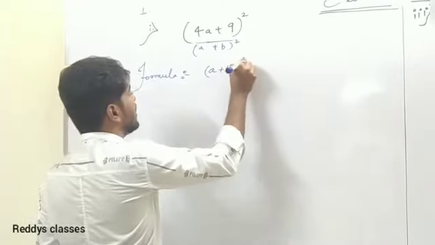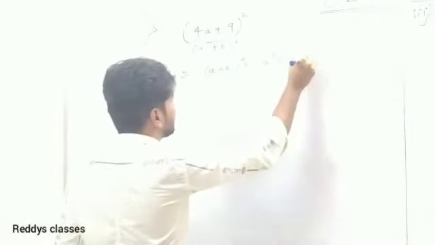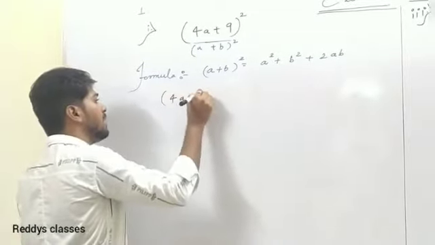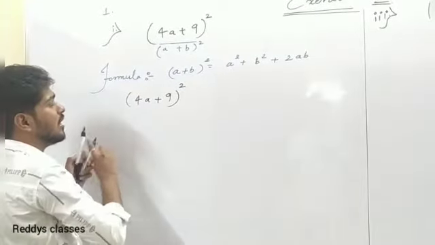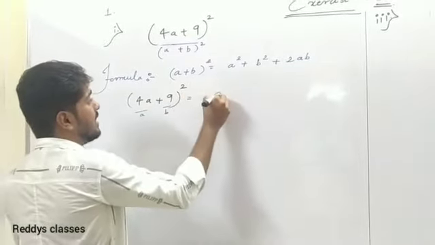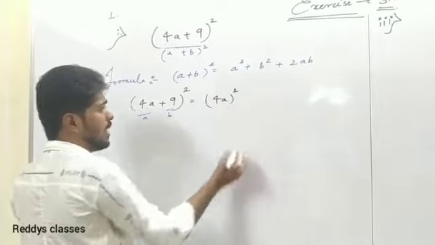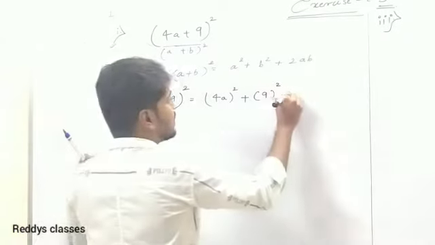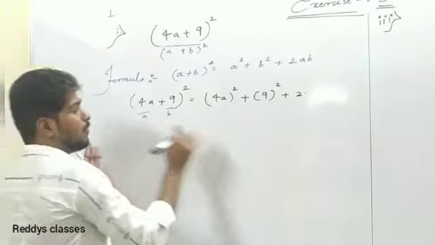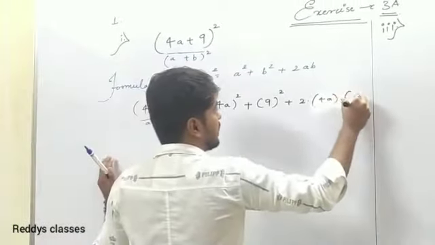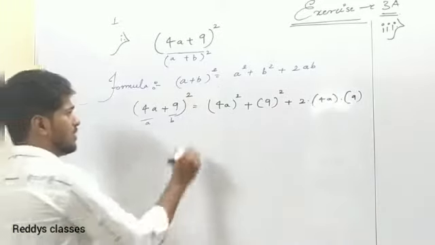A plus b the whole square is what? A square plus b square plus 2ab. You have to write this formula. Now let us start solving. 4a plus 9 the whole square. This is our a and this is our b. So how can I write it? A square means 4a the whole square, 4a square, plus b square means 9 square, plus 2 into what is the a? 4a, into what is b? 9. That's it.